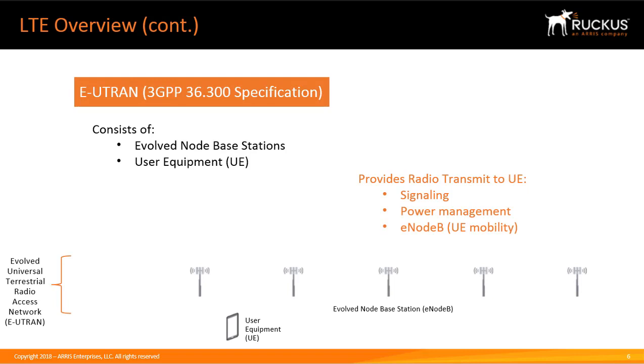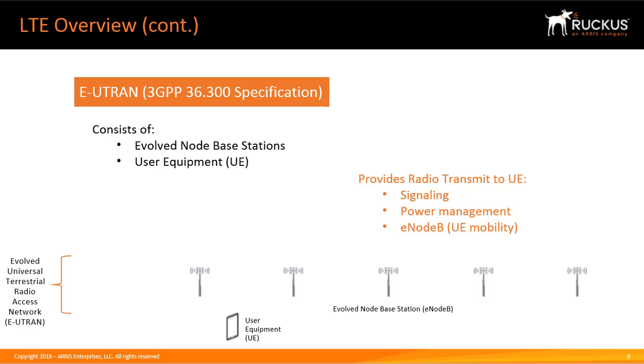The LTE architecture is broken up into 2 sections. First is the Evolved Universal Terrestrial Radio Access Network, known as the EUTRAN. It includes what is known as Evolved Node Base Stations, providing the wireless connection for the user devices. Many of these are set up in their own geographical area using a specific radio spectrum, usually acquired or permitted by the local or national authority.